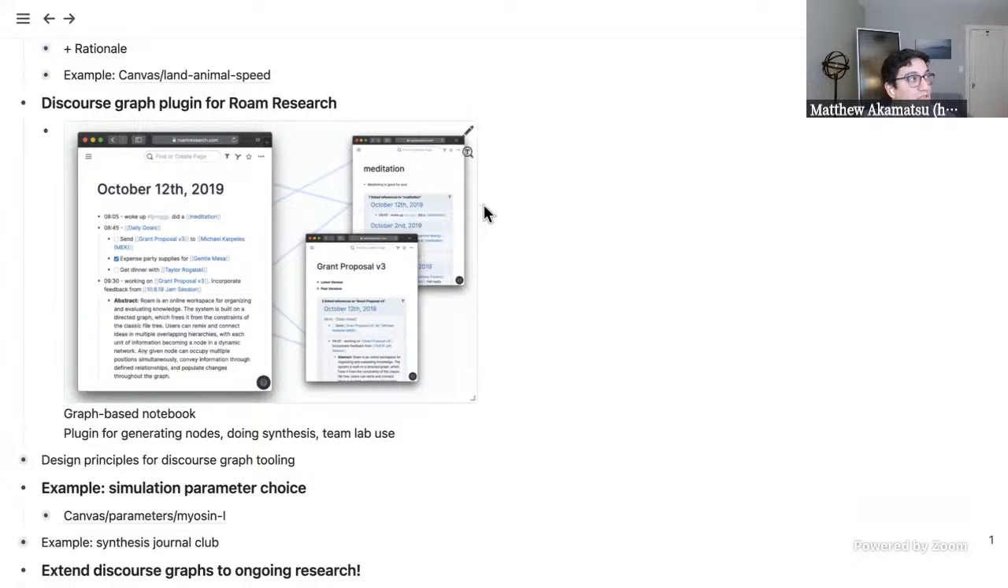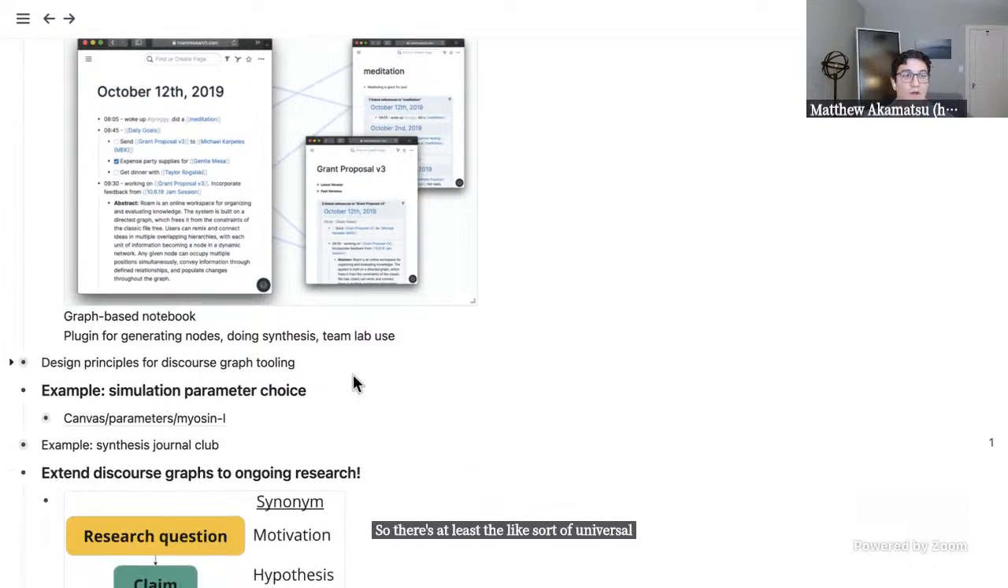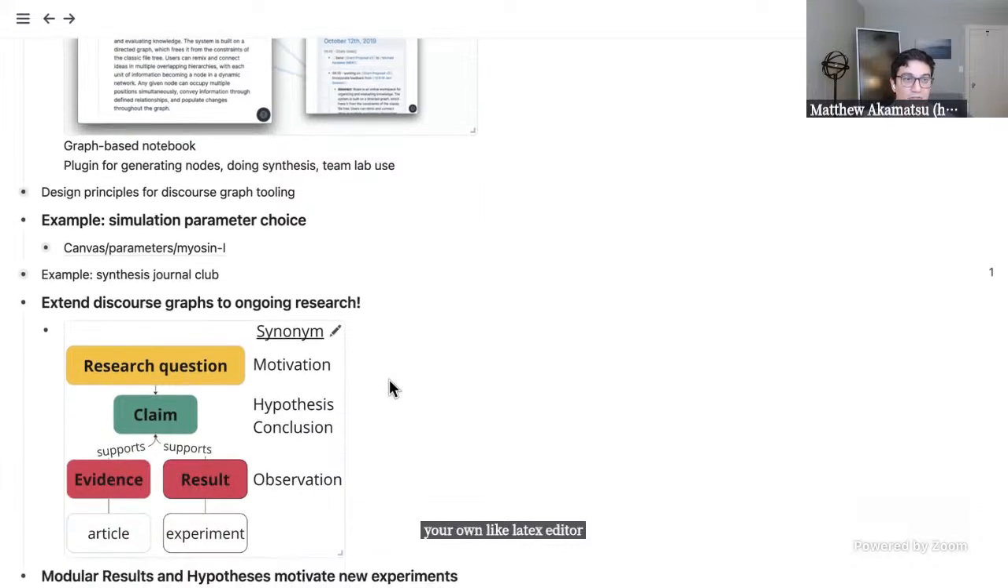So there's at least a universal depiction of what a source paper is, that we could actually do more work to turn it into LaTeX, for example, from the beginning. But you could also connect that Zotero to your own LaTeX editor, for example, which we do.